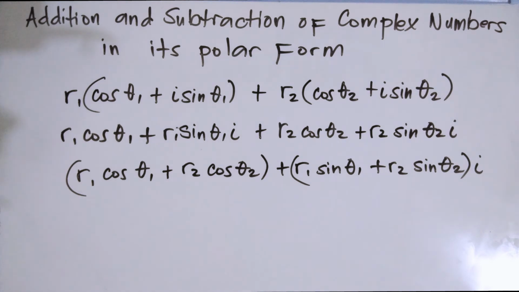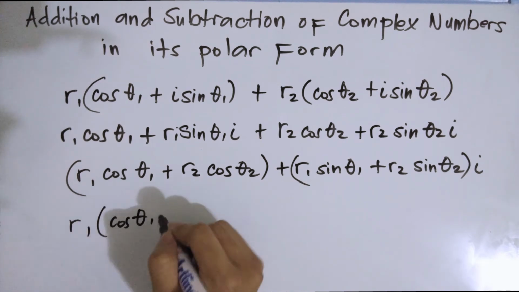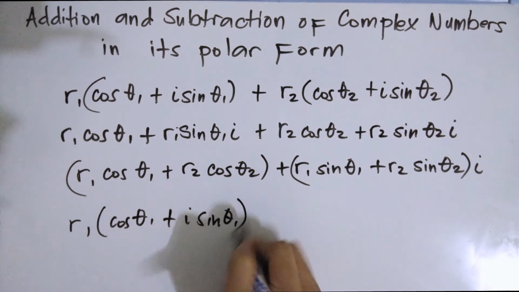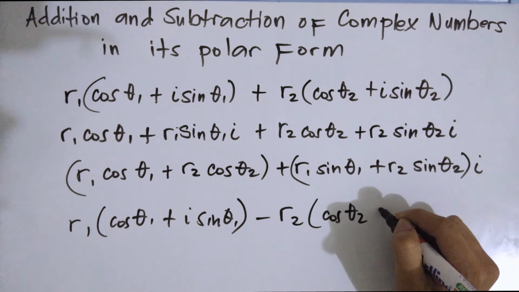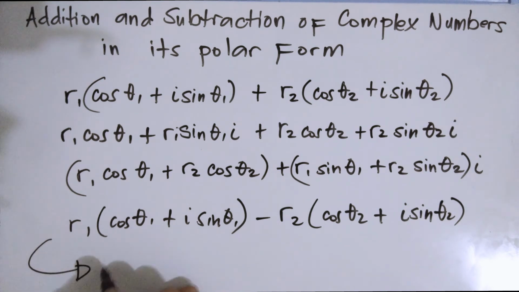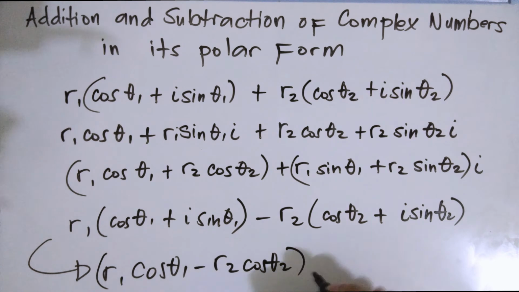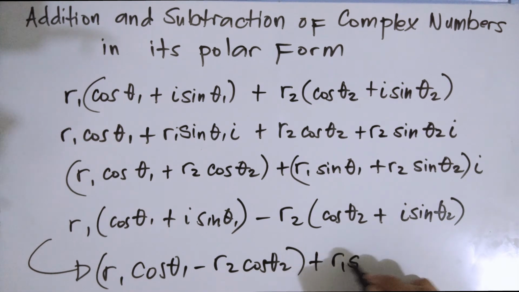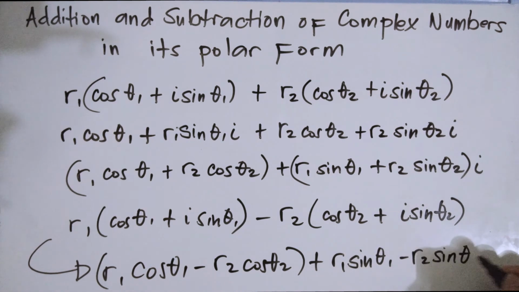Even if you try to use subtraction, r sub 1 cosine of theta 1 plus i sine of theta 1 minus r sub 2 times cosine of theta 2 plus i sine of theta 2, this would just be equal to r sub 1 cosine of theta 1 minus r sub 2 cosine of theta 2 plus r sub 1 sine of theta 1 minus r sub 2 sine of theta 2. Multiply this by i.